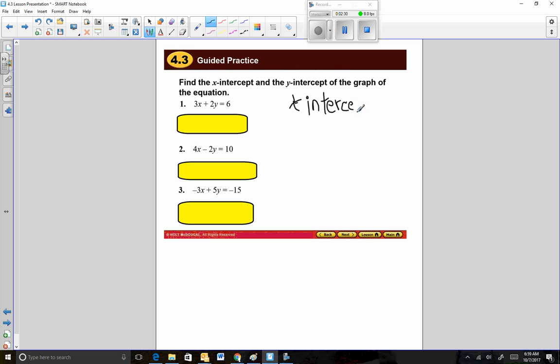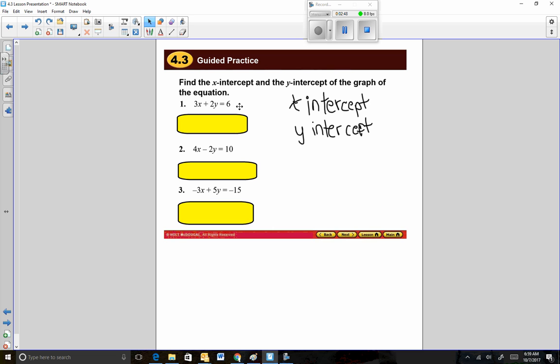Intercept, and put your answer, and put y-intercept, and put your answer. Pause your video and give them a try for 1, 2, and 3. All right, let's take a look.